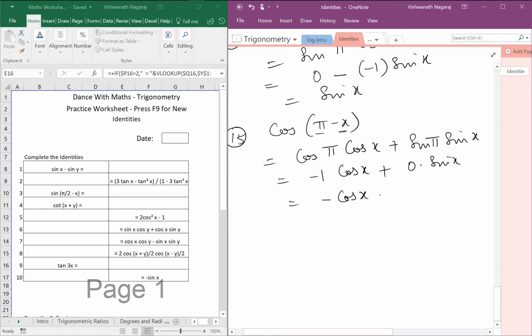So remembering these identities or being able to derive these identities is very crucial, because using this a lot of problems can be solved easily.